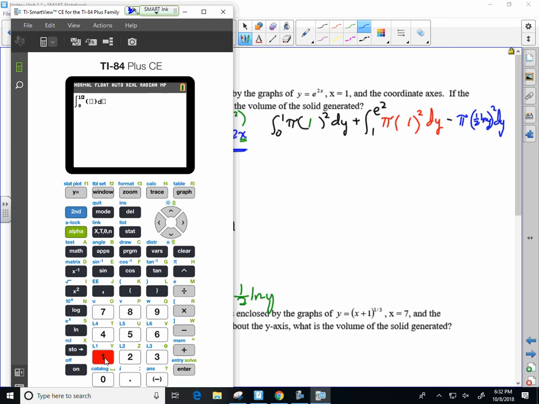0 to 1. Well, pi times 1 squared is really just pi, dy. Assuming you don't want to use the x button, Math 9, so plus Math 9, 1 going into e squared.